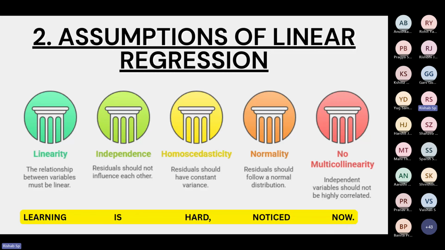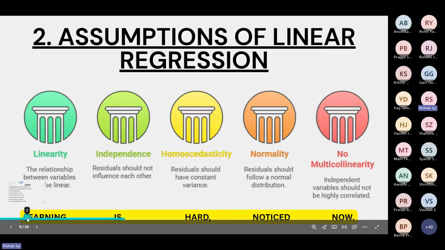So what is it? Firstly, we know that the assumptions of linear regression are so important. There can be and there will be 1 or 2 questions. We have 5 assumptions. First one and the last one, we talk more of the variable side. The middle 3 we are talking about the residuals or the error side. So what is this? Learning is hard, notice now.